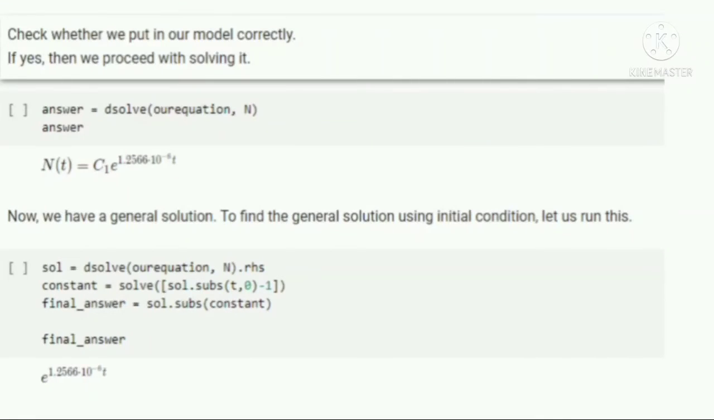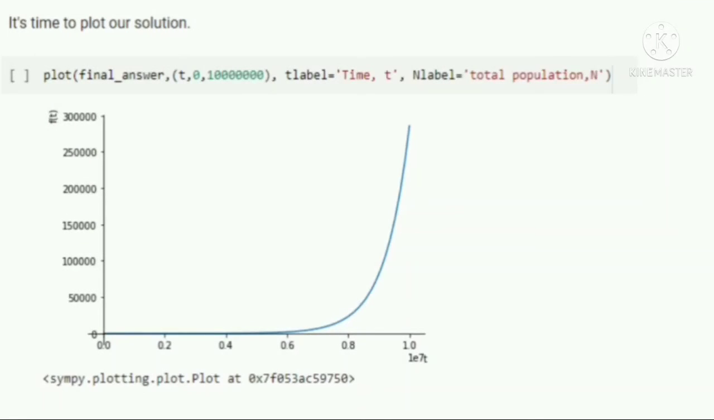Not only can we use manual calculation to get the general solution, we can also get the general solution by computing it in the Python software. As a result, we get an exponential graph. Therefore, bacteria population growth can be modeled by using the Malthus method.